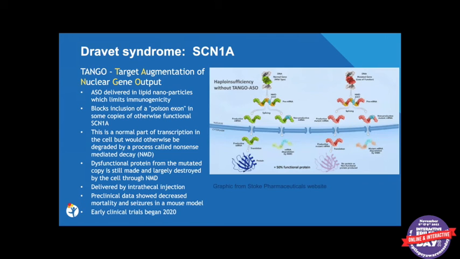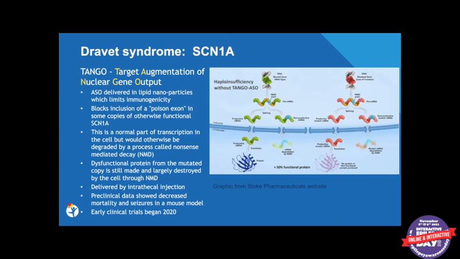So the first condition we'll talk about is Dravet, and since this is one of the first epilepsy genes identified, it has made the most progress, and so there are a number of slides about SCN1A. One of the first technologies that they're developing is something called TANGO, and I've listed the acronym there. This is an ASO, an antisense oligonucleotide, delivered in a lipid nanoparticle to limit the immune system's ability to target it and destroy it before it gets there.